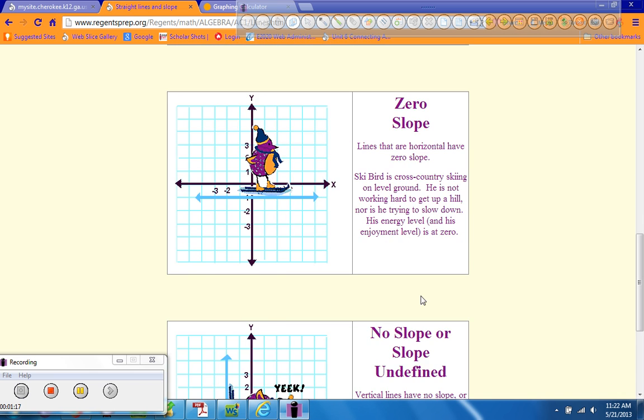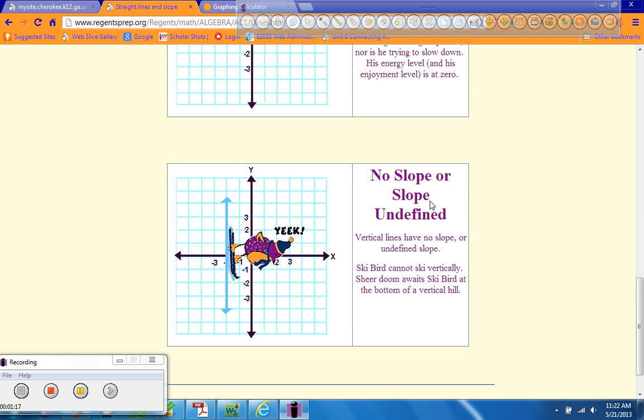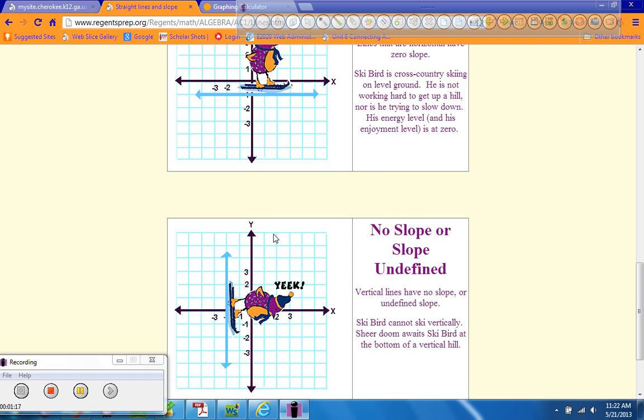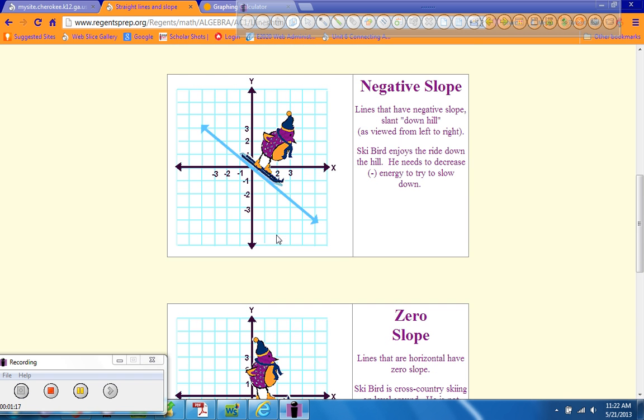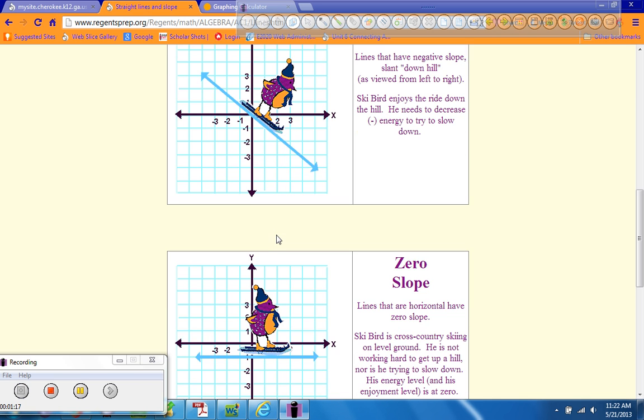Then finally we have no slope, or slope undefined. If it goes straight up and down, that's going to be undefined. So again, hopefully that helps to jog your memory. Now again, we can come up with slope given 2 points, or given a line, we can come up with a slope.